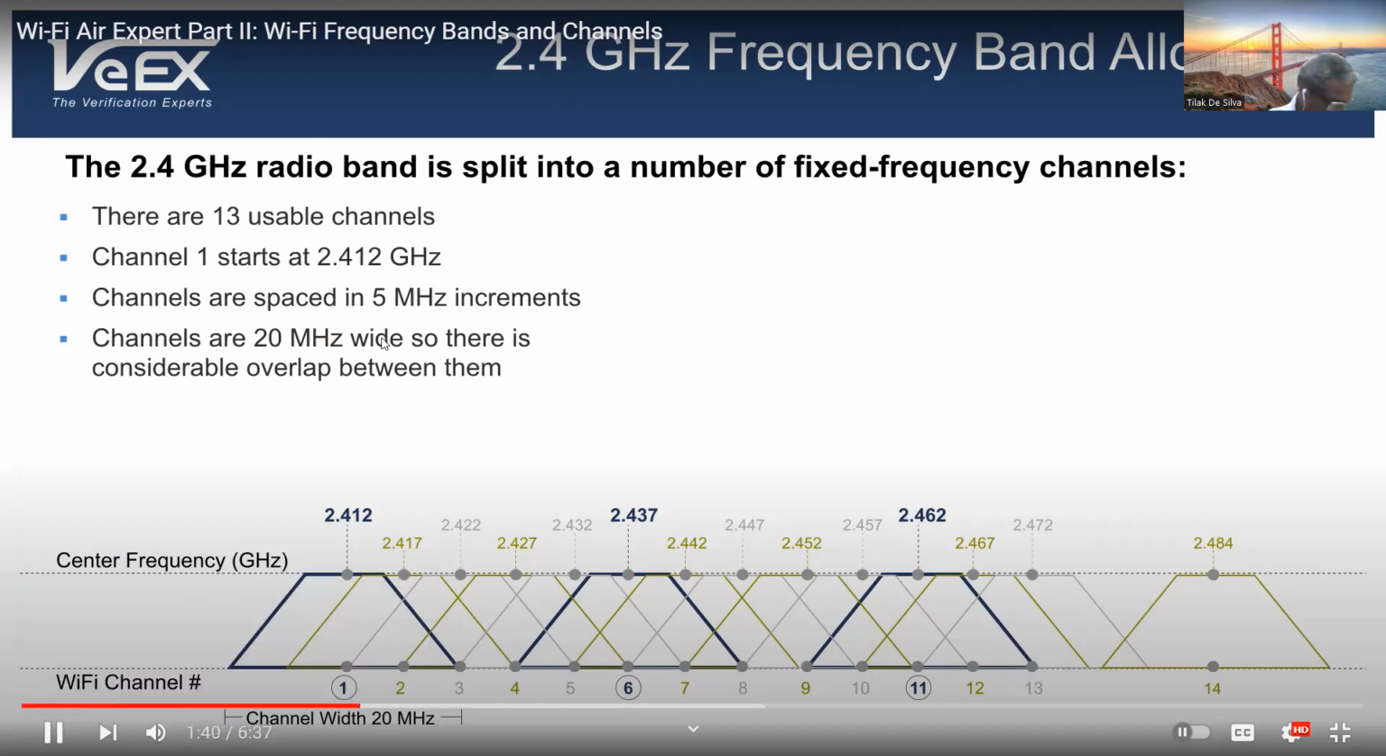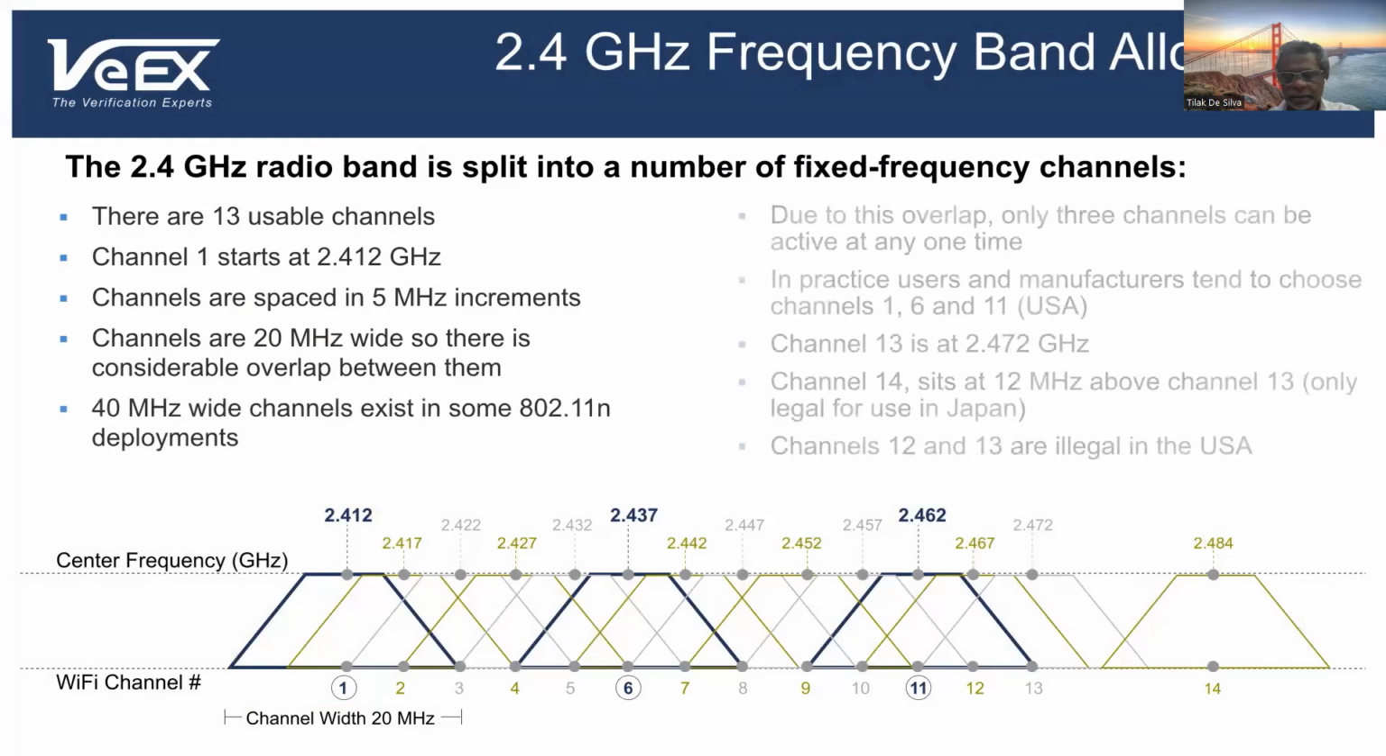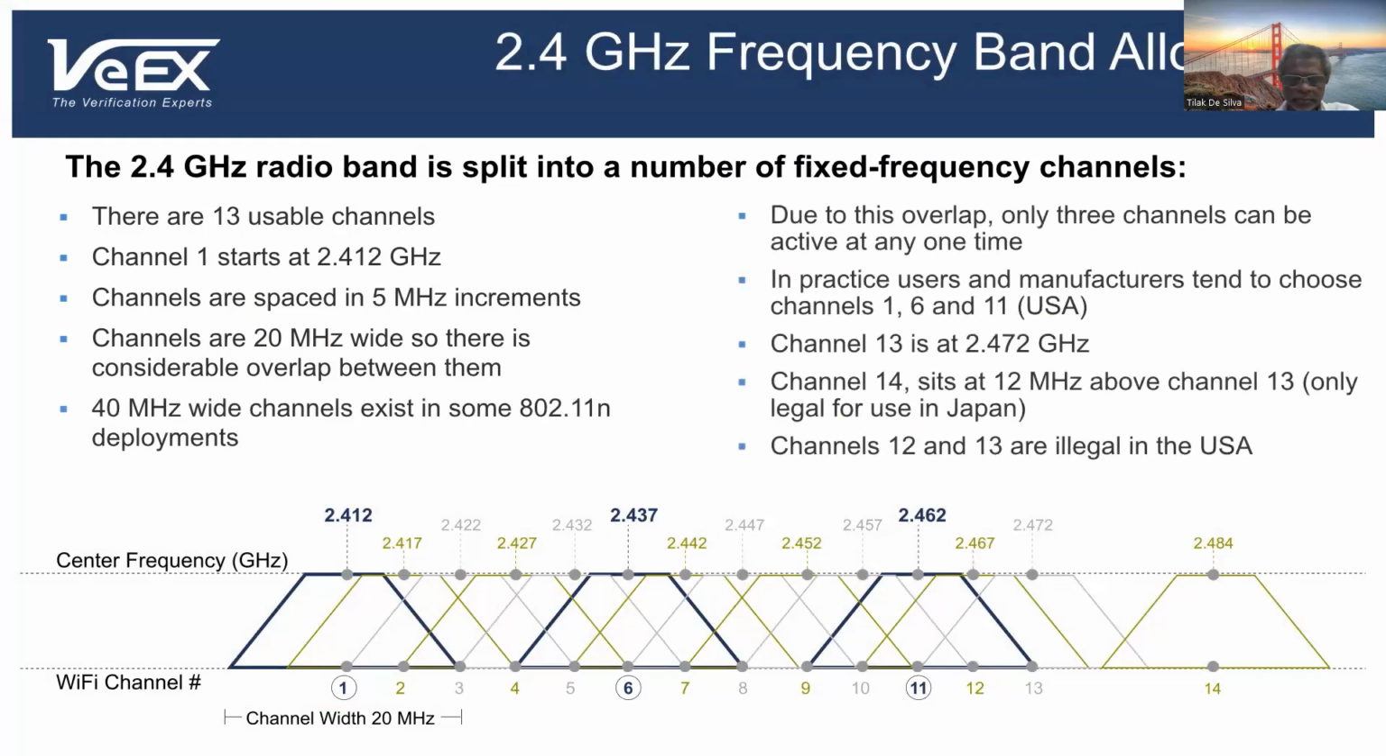To make matters worse, the 802.11n standard allows the creation of 40 MHz channels by bonding two 20 MHz channels together in order to achieve a higher data rate. But this ends up creating even fewer non-overlapping channels and even more interference.